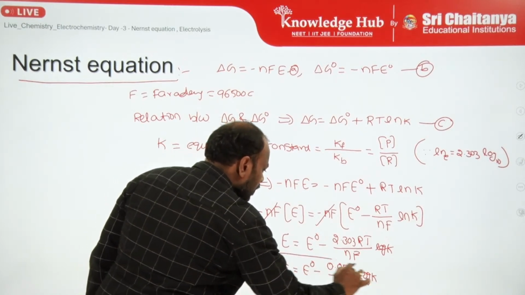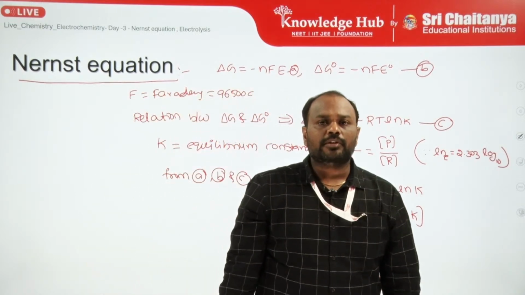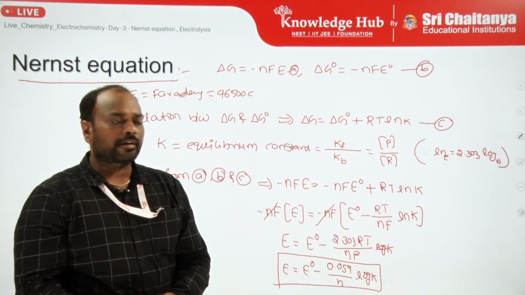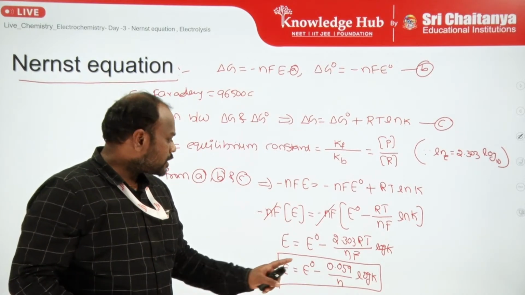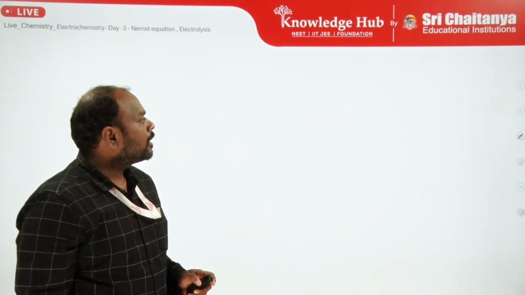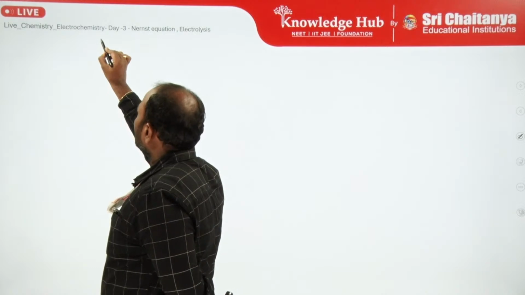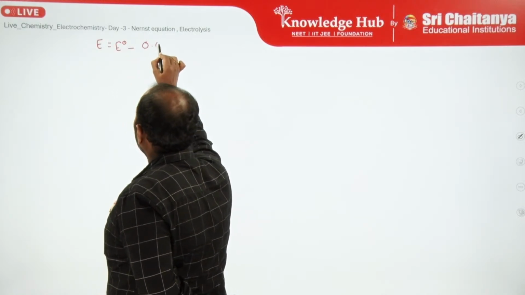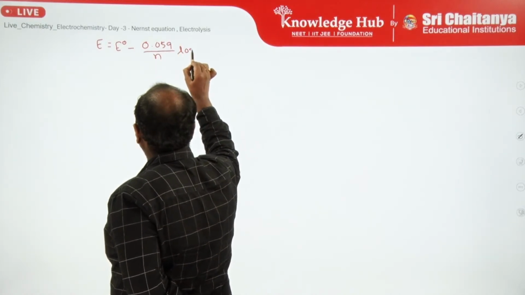This equation is known as the Nernst equation: E is equals to E naught minus 0.059 by n into log K. This gives a relation between E naught and K.